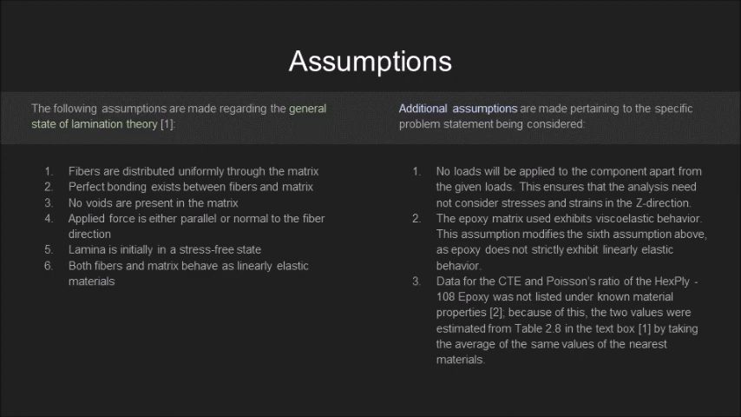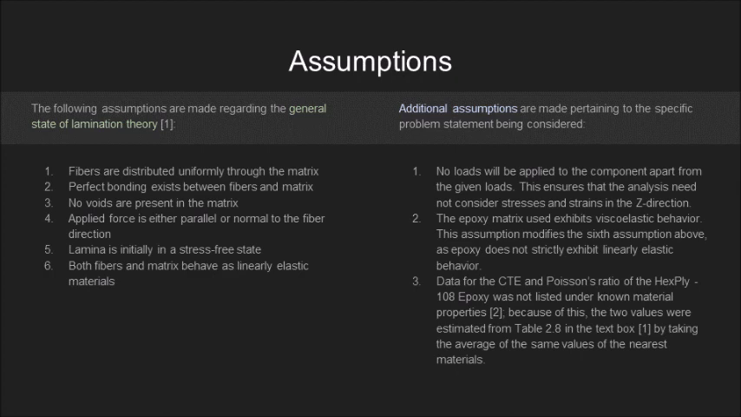Assumption 1, that no loads will be applied to the component apart from the given loads, ensures that the analysis need not consider stresses and strains in the z direction. This means a thin laminate is a suitable solution for this design problem, and that lamination theory can be applied. The second assumption tells us that the epoxy matrix used exhibits viscoelastic behavior. This assumption slightly modifies the sixth assumption on the left, as epoxy does not strictly exhibit linearly elastic behavior.